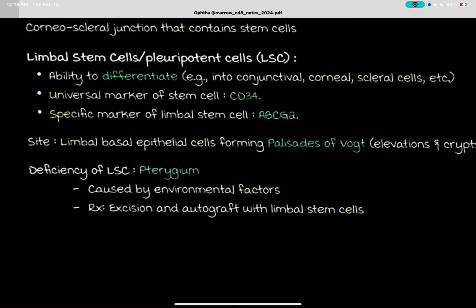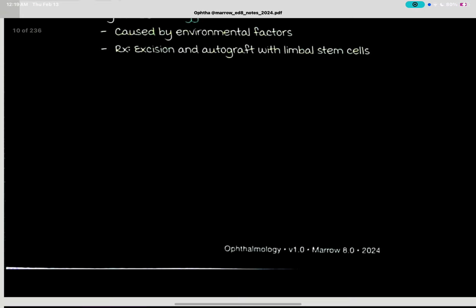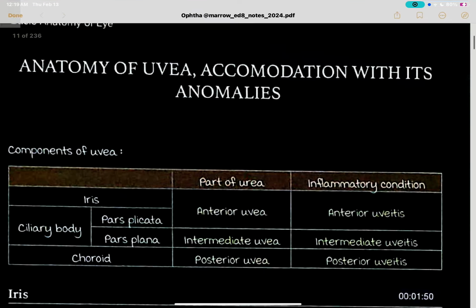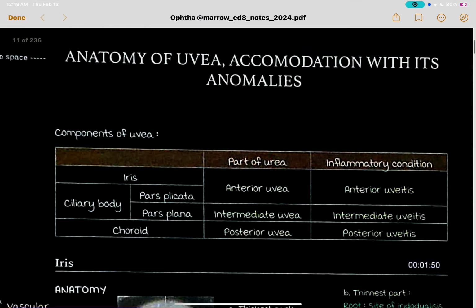So if there is a deficiency of limbal stem cells, then what happens? Pterygium, which is environmentally induced. And how do you treat it? Excision and autograft with limbal stem cells. So in the next video, we'll continue with anatomy of uvea, accommodation with its anomalies.